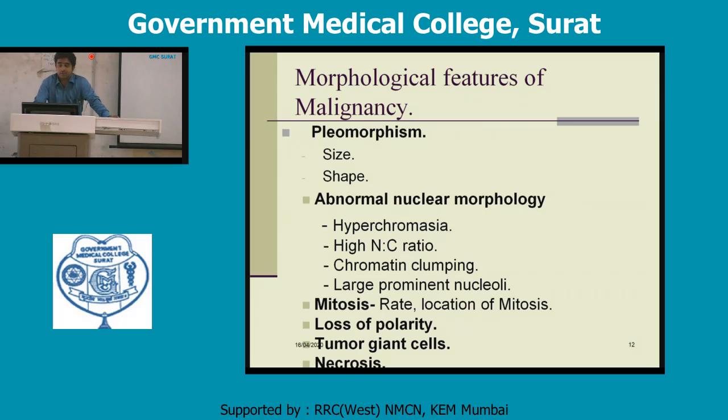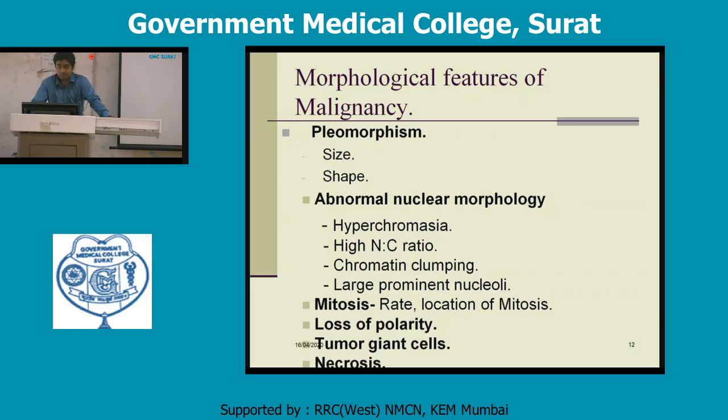Chromatin clumping. Because of the malignant process and other pathogenesis, chromatin may get clumped at different places. So nuclei do not stay in uniform chromatin. There is clumping at some places, and large prominent nucleoli.